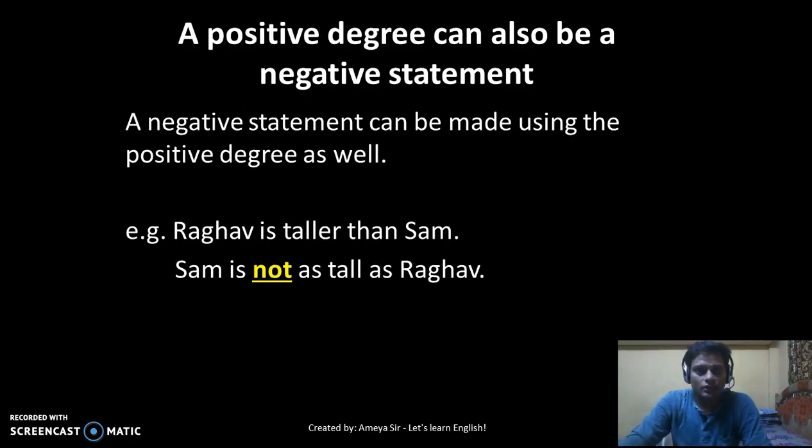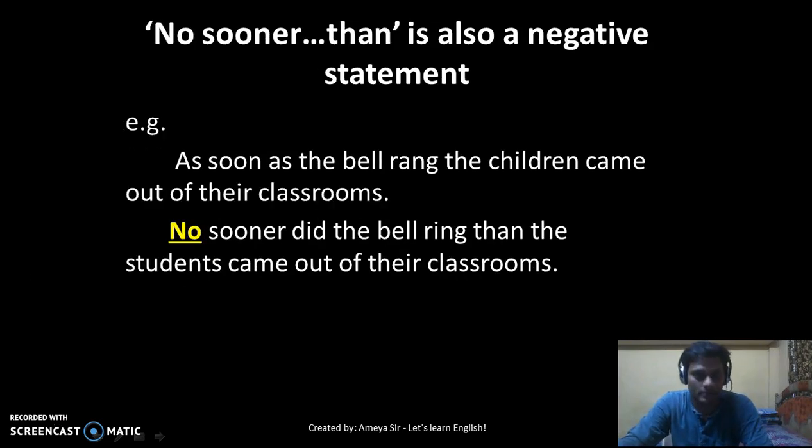Next point. A positive degree can also be a negative statement. Well, at first glance, it does seem very ironic. A positive degree and a negative statement. So let's take a look at this beautiful example here. Raghav is taller than Sam. So I'm saying that Raghav is taller than Sam, which means that Sam is not as tall as Raghav. But in making it a positive degree, I've used the word not, which means that it has become a negative statement. I've not changed the tense here. Notice that it is present tense and I've retained that. And at the same time, I've not changed the meaning because Raghav is taller than Sam, which means that Sam is not as tall as Raghav. So the meaning also remains the same.